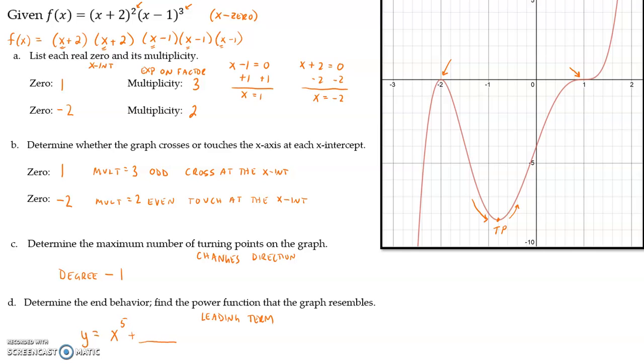So if we go back and take a look at part C, my highest exponent in this case, or my degree, is going to be a 5. So for my turning points, I'm going to have 5 minus 1, or a max of 4 turning points. Now, that doesn't necessarily mean that our graph is going to have a total of 4 turning points, but that's the most that it could have.